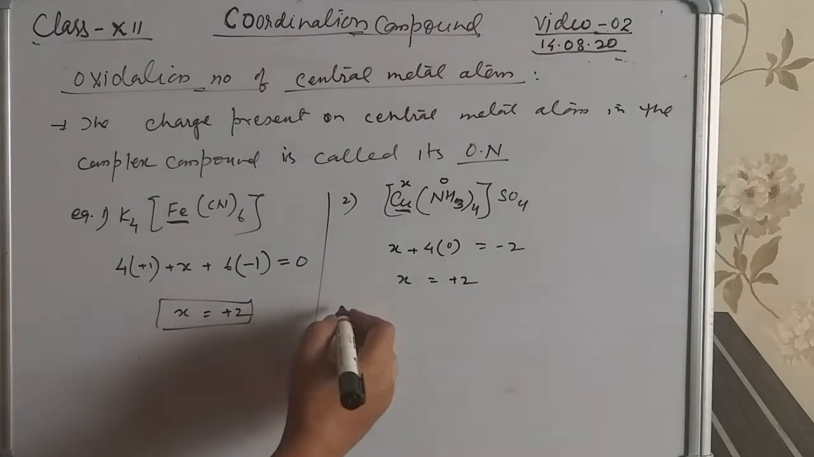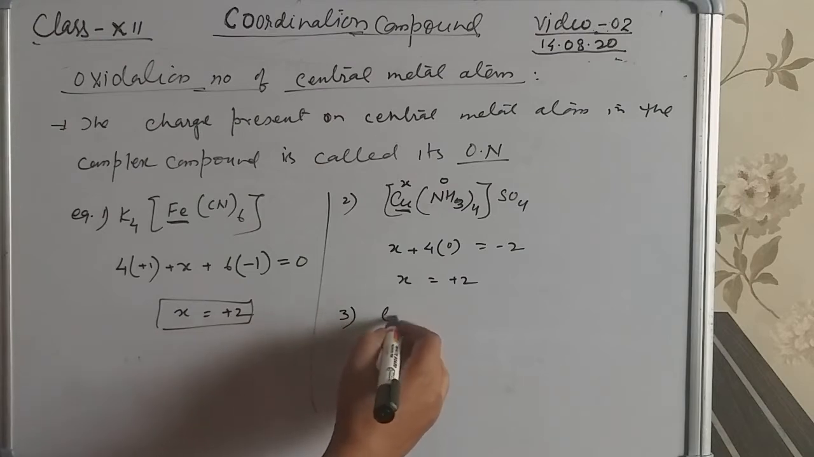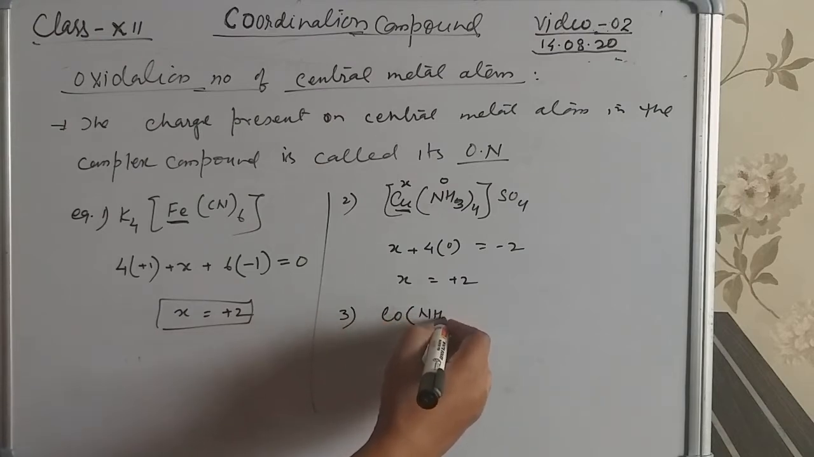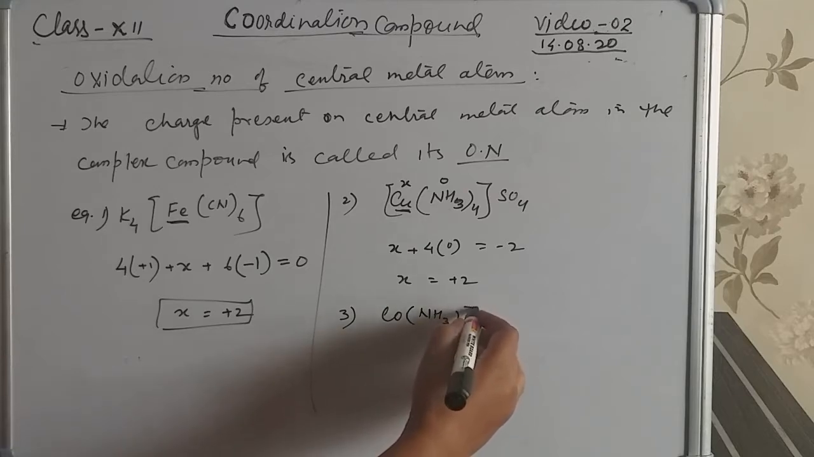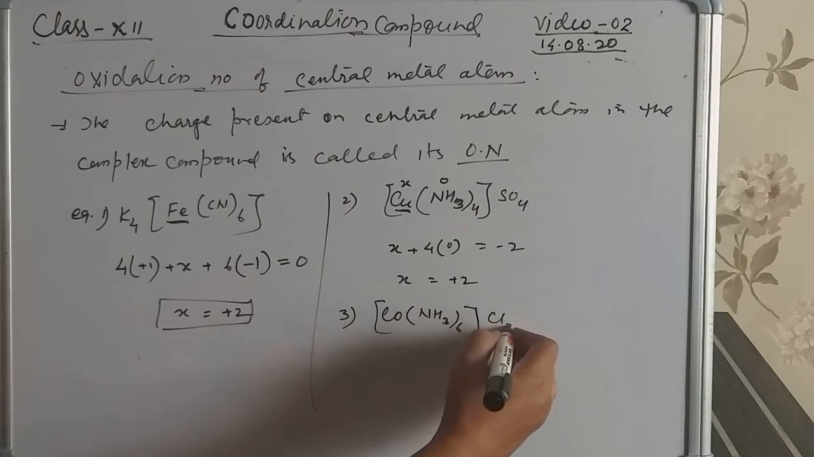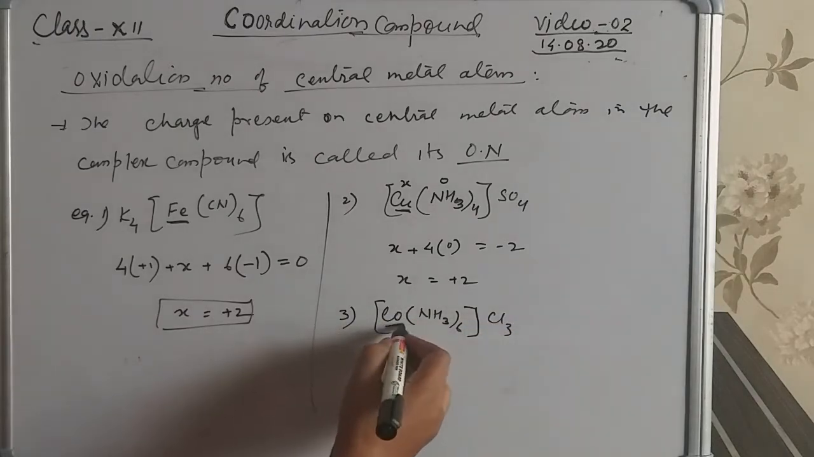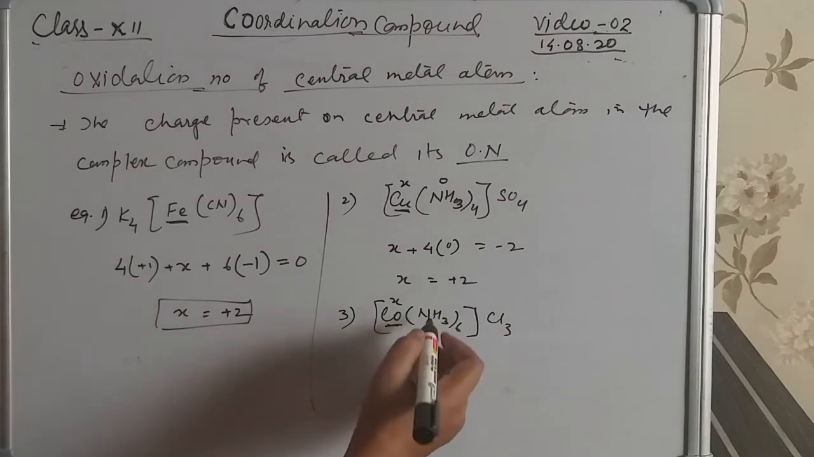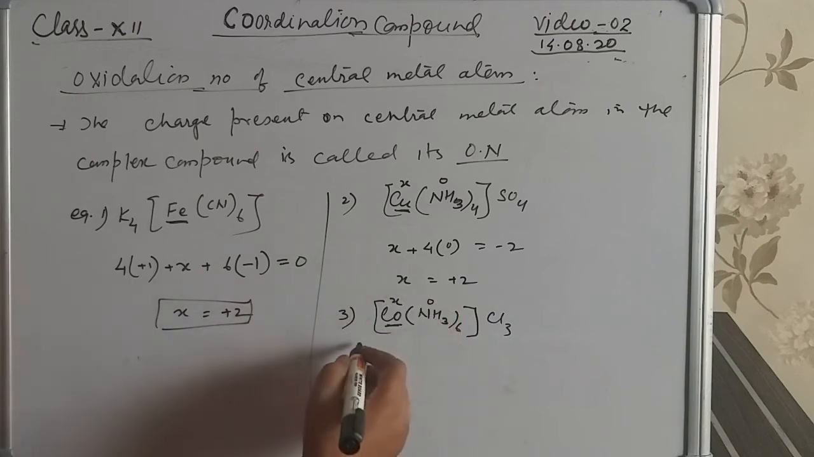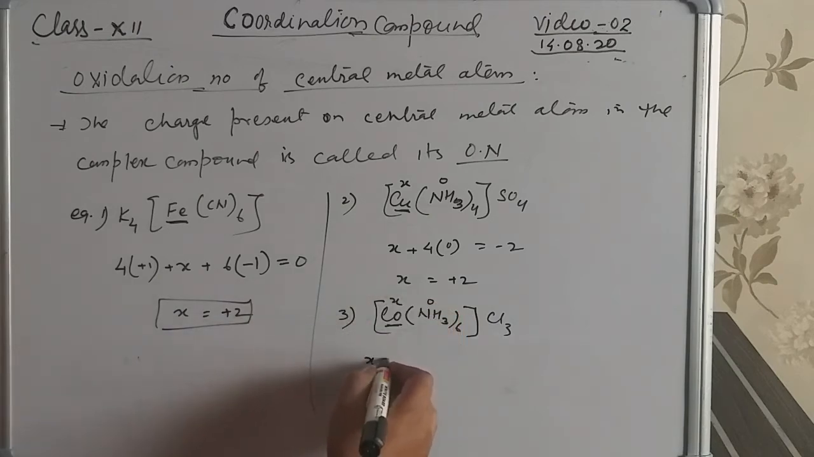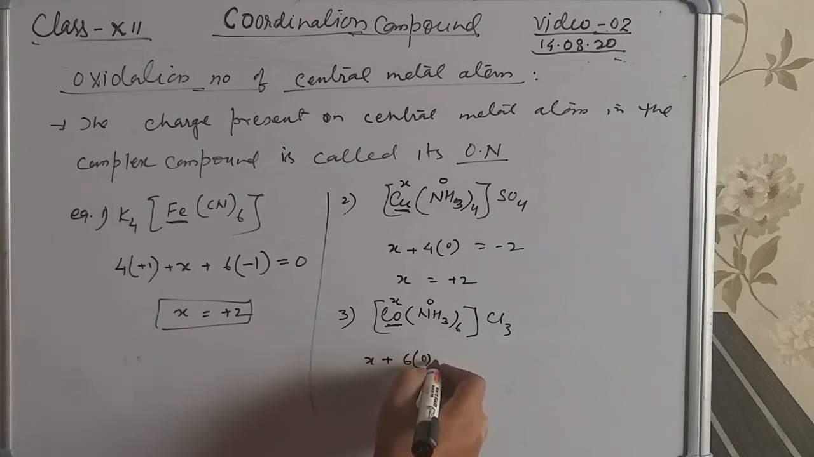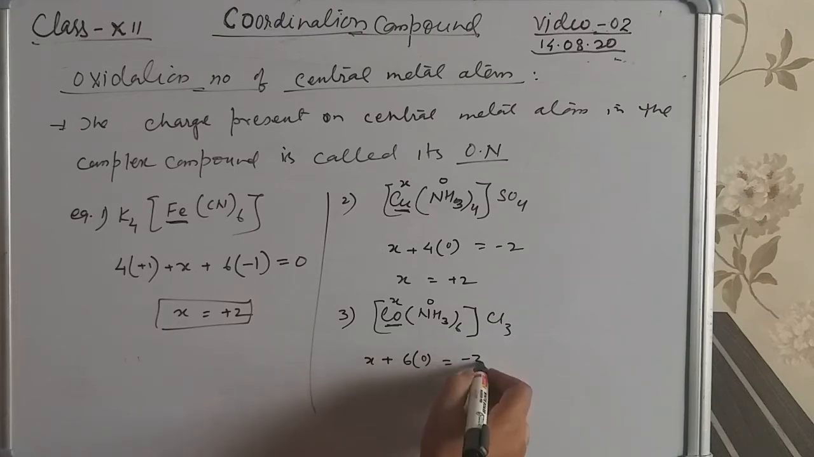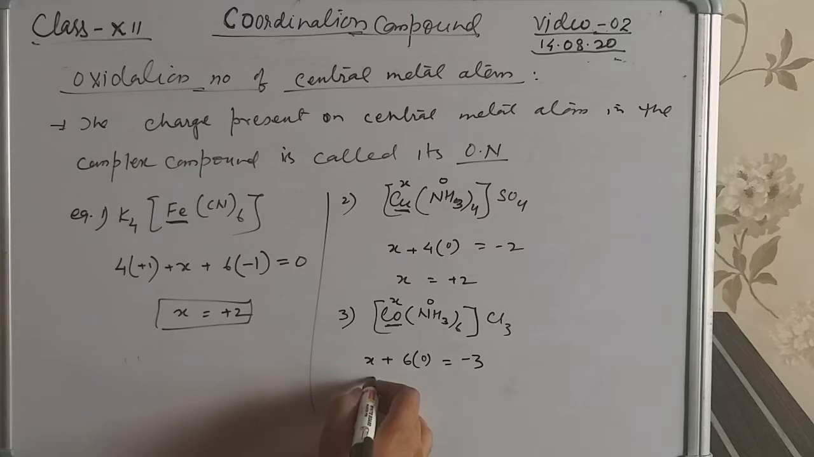A few more examples. Suppose we have a compound Cl3. So for the central metal atom, this is the X, and we find out the oxidation number of X. We know the ligand NH3 has oxidation number 0, so we can write here 6 into 0 equals, here is the -3 oxidation number, so -3, and simply you can calculate, so it will come out +3.